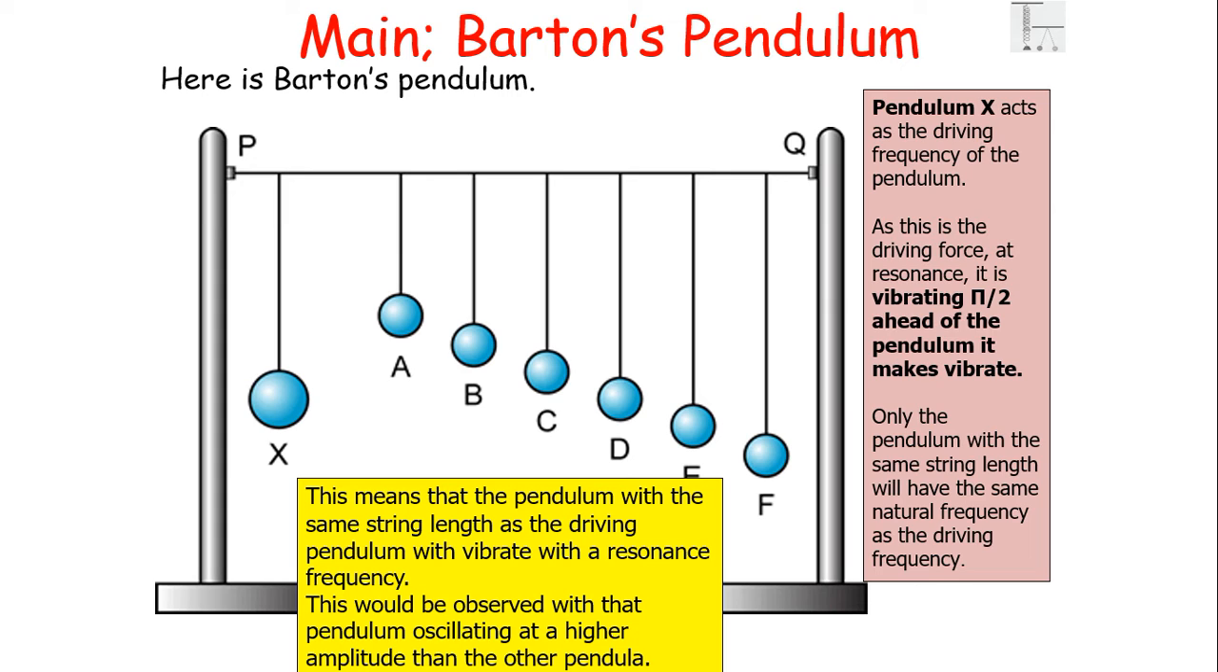So, for example, in this situation, you would look across and you notice that pendulum D has the same string length as pendulum X. So what you would observe is pendulum D would oscillate at a much higher amplitude than the other pendula because that pendulum is oscillating at resonance, because the driving frequency from pendulum X matches the natural frequency of pendulum D.